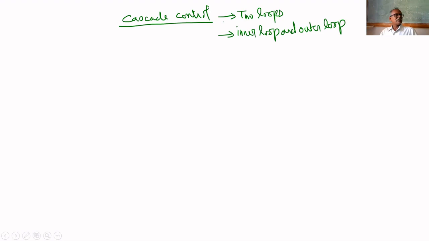For this case, we have to separate the process into two parts. That is G1, G2.